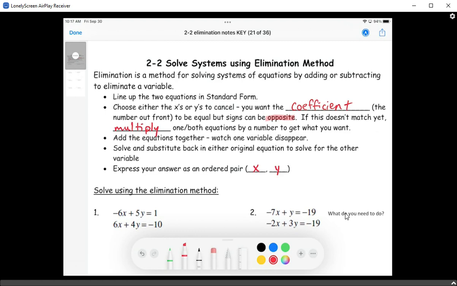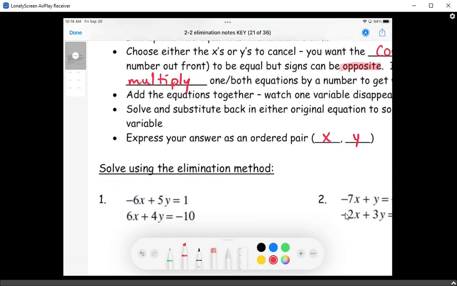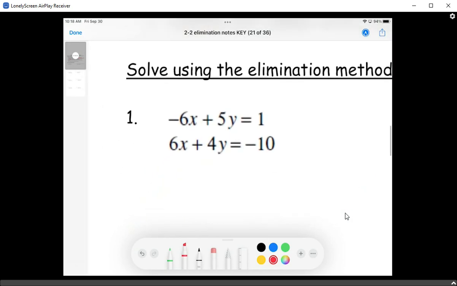What we want to do is we want either the x's or the y's to be able to eliminate each other. That's the whole point of this. So for example, when you look at problem number 1, you can see that you've got negative 6x and positive 6x. You can see that you've got negative 6x in the first one, positive 6x in the second one.